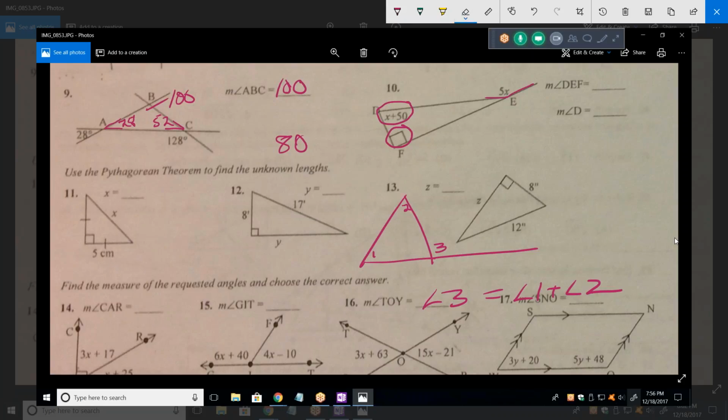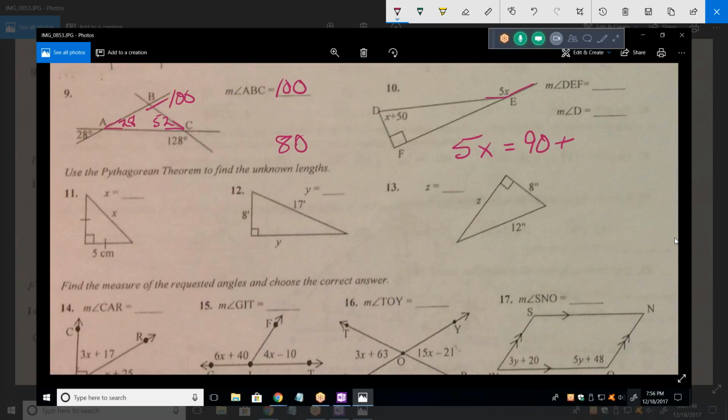Now, that's particularly useful here because it's going to let us solve for x instantly. And that's what we need to do. So give me the equation. 5x equals what? 90 plus what? Now, solve that equation for x. Once we solve for x, then we'll know what that angle is. And once we know what that angle is, we'll be able to solve for this angle here, which is the one they're asking about.